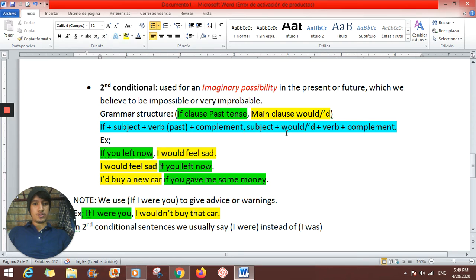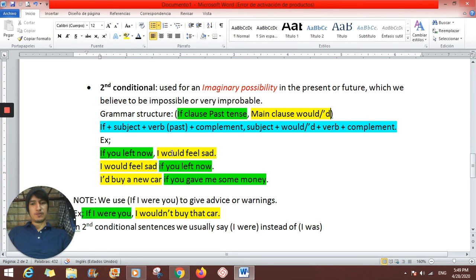Here's all of your formula. Here's some examples. If you left now, I would feel sad. Left, past of leave. So your if clause, past. I would feel sad. Your result, would, plus any verb in its base form. If you ate my sushi, I would cry.